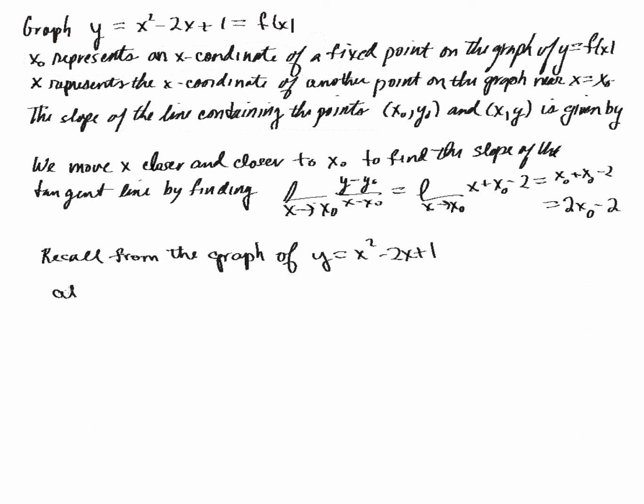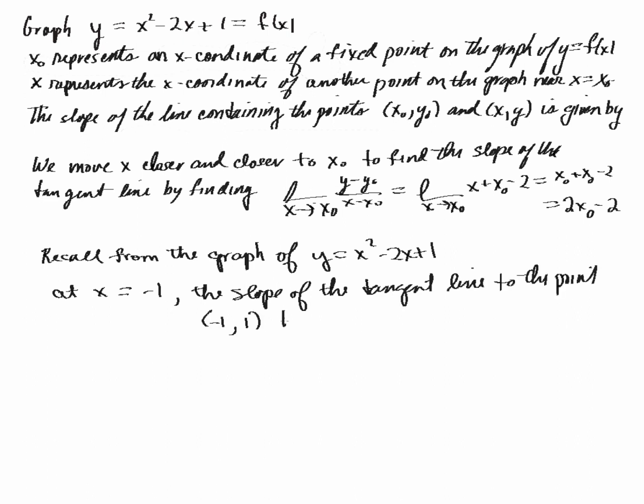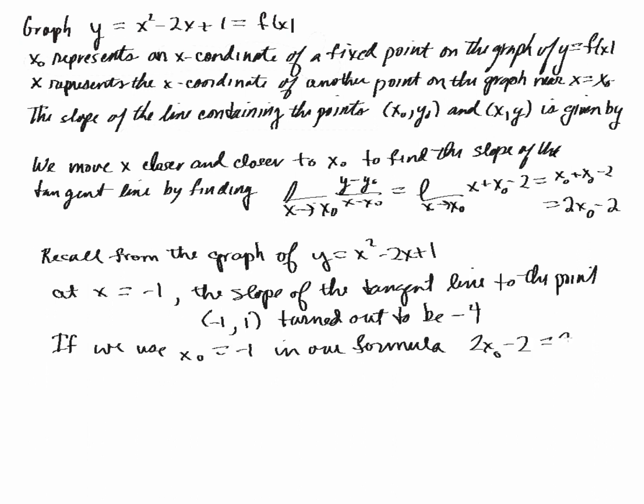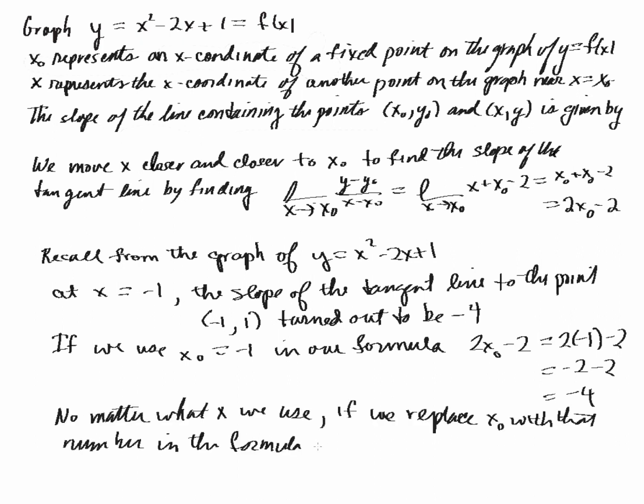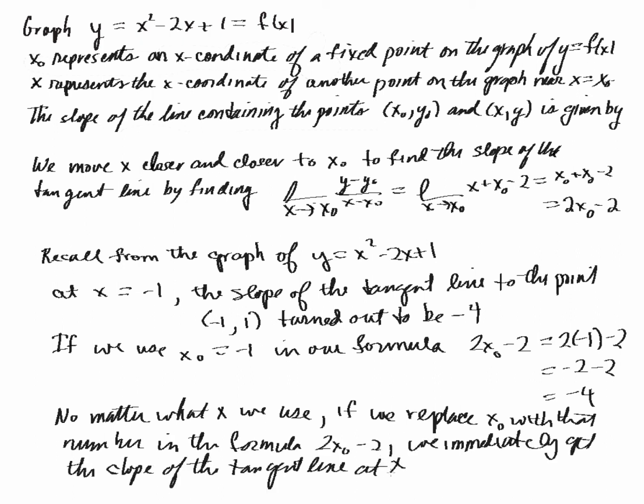For example, do you remember when we were looking at the tangent line to the curve at the point x equal to minus 1? We mapped out the slope of that line and got that it was minus 4. Let's try using x equal to minus 1 in the formula that we just built. If we substitute minus 1 for x in our formula, we immediately get minus 4 again. We can find the slope of the tangent line at any point on our curve by using its x-coordinate and substituting it into this magic formula to get the slope.